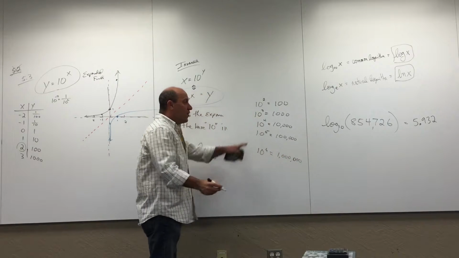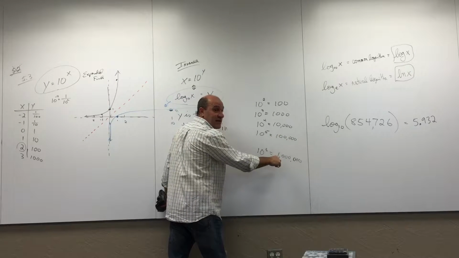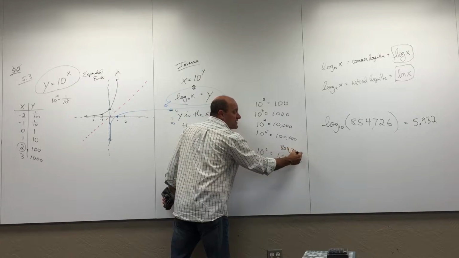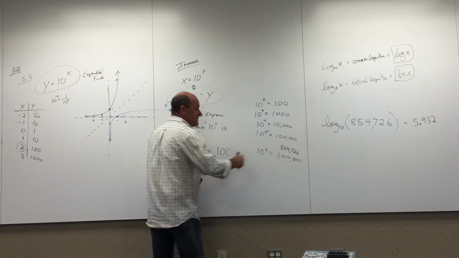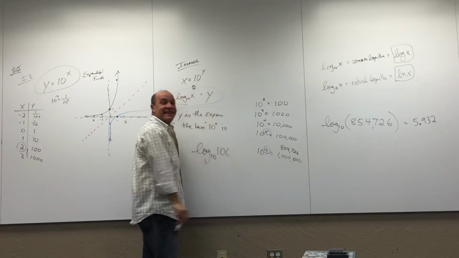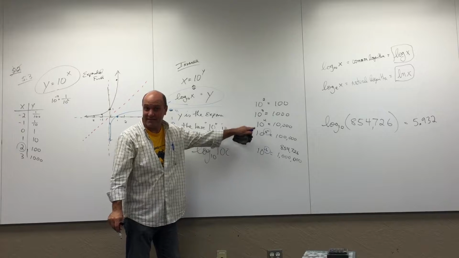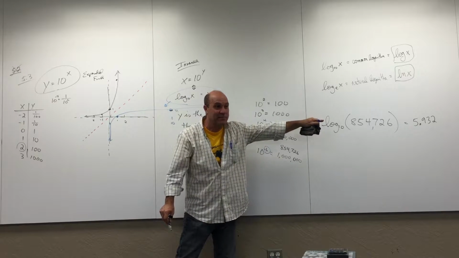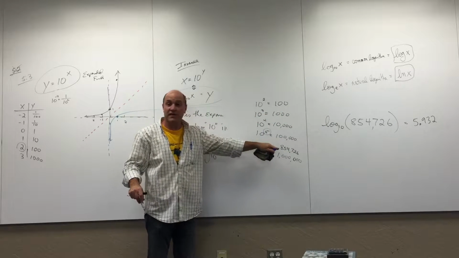So, what am I trying to get? I'm trying to get somewhere between 100,000 and 1,000,000, and it's closer to 1,000,000. I'm trying to get 854,726. So what did the answer come out to be? Something between 5 and 6, and pretty darn close to 6. You understand this? This is a nice little explanation. This 5.9 is not all that mysterious. It's the exponent you put on 10 in order to get 854,000.